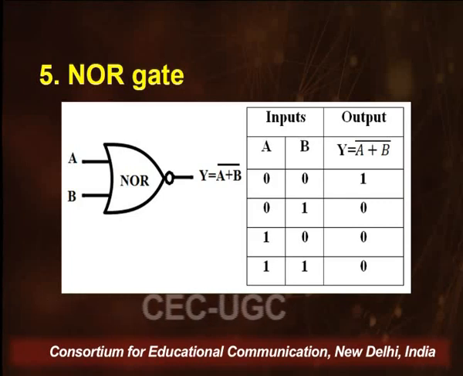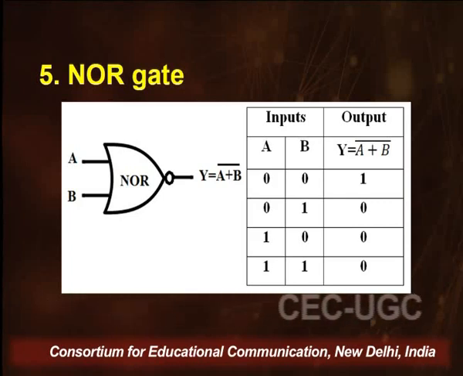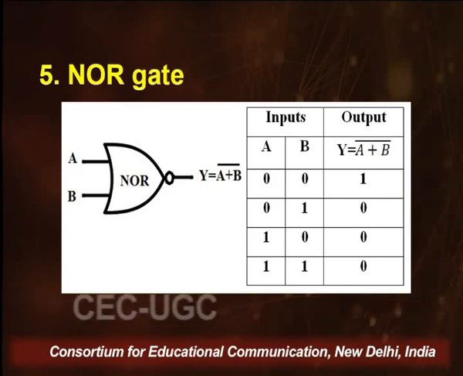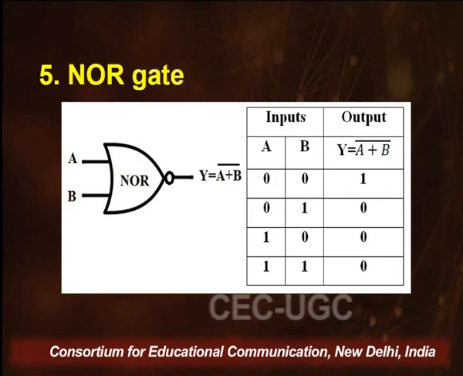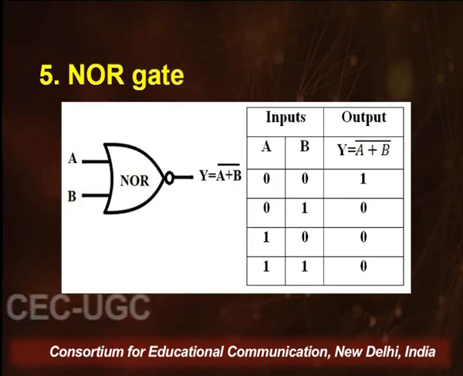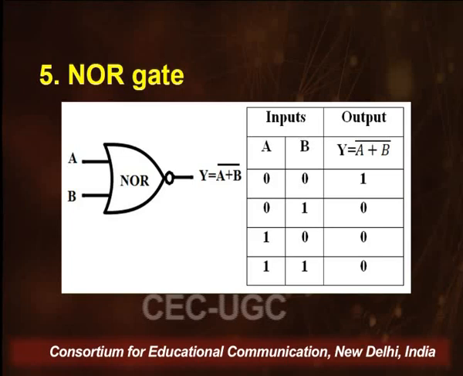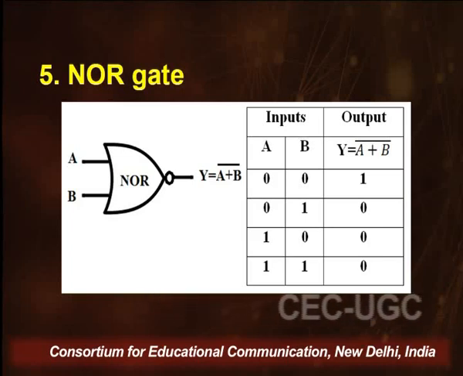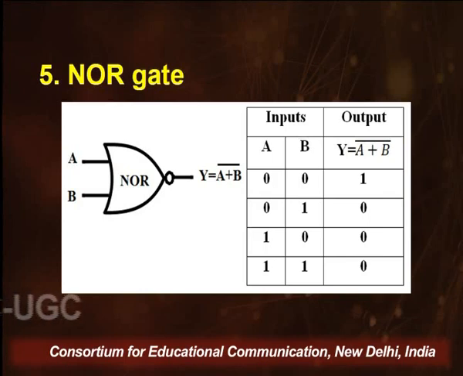And if you look at the output, again it is represented in the same form as the OR output is represented. So Y is equal to A plus B, but it is going to be inverted again. So the output of a NOR gate is going to be absolutely the reverse of the output that we get in case of an OR gate. Again, look at the table. 2 inputs, so 4 possible combinations. The output is going to be the reverse of the OR gate.